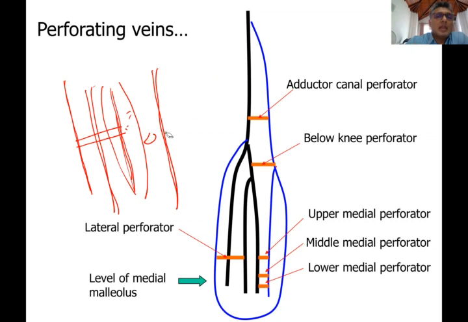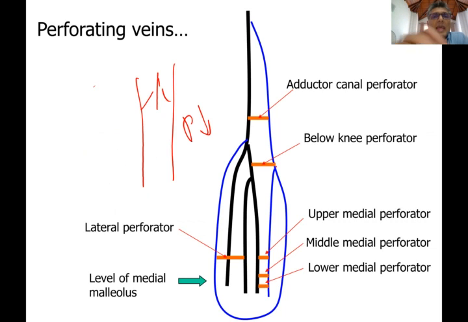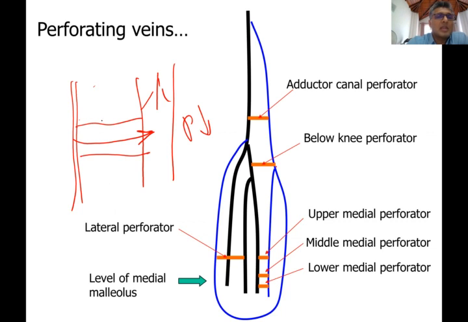Soleal pump. And then what happens is, when the blood in the deep veins is pushed towards the heart, pressure inside the deep veins drops when the muscles relax. And the blood in the superficial veins will be pulled into the deep veins through the perforating veins. Again, valves in the perforating veins are directed towards the deep veins. So blood will flow from the superficial veins into the deep veins. And when the muscles contract, blood will not go back because these valves will close.